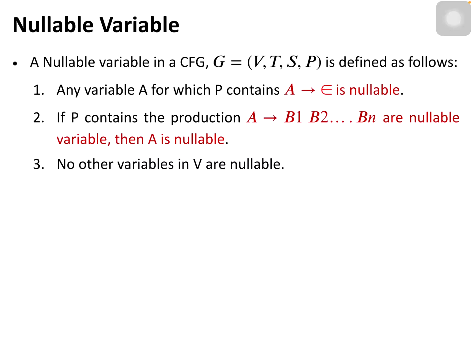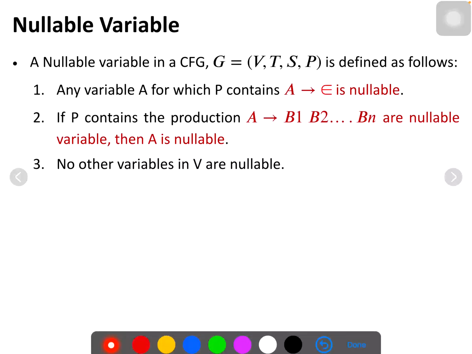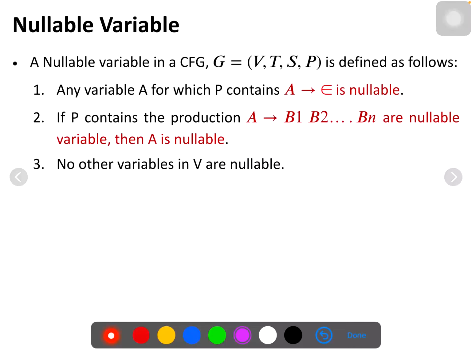In other words, if P contains the production A gives B1, B2, B3, up to Bn, and all of them are nullable, then A is also nullable. Any other variables are not nullable. If these conditions are satisfied, the corresponding variables are nullable and the corresponding productions are epsilon productions.